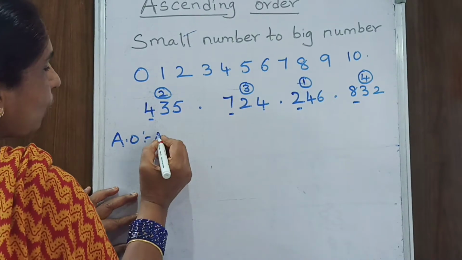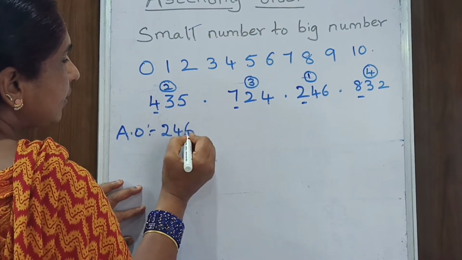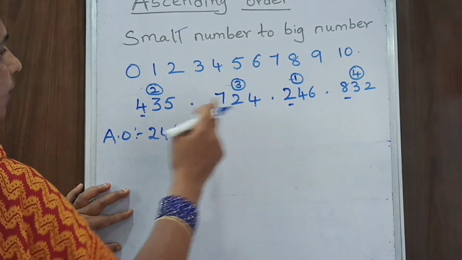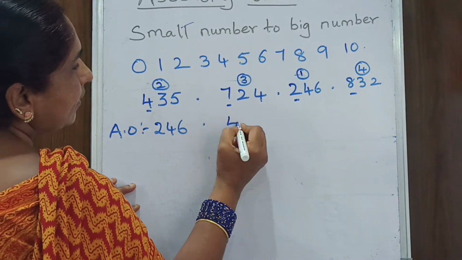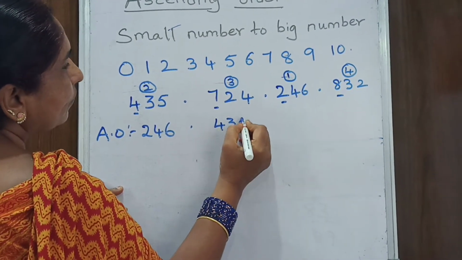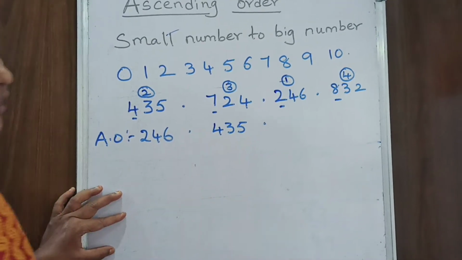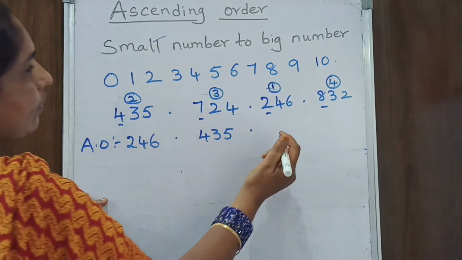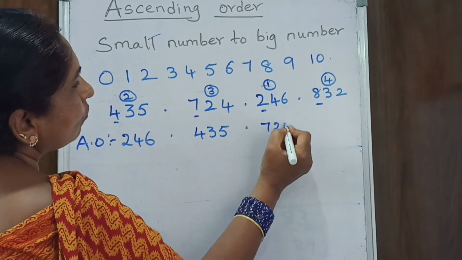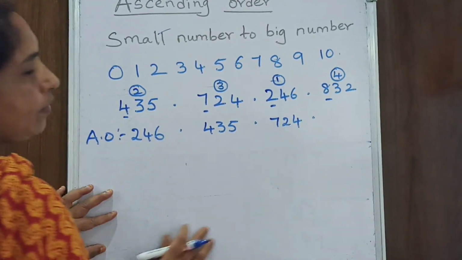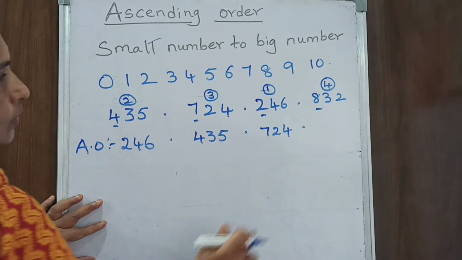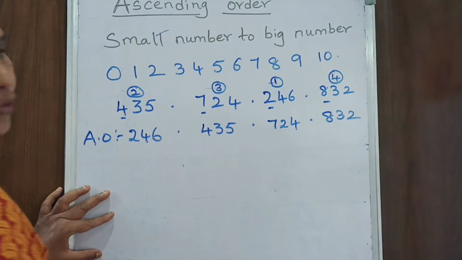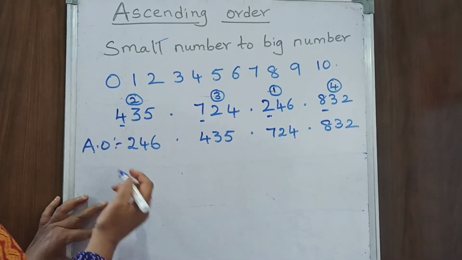First one is 246. Keep one dot, leave one box. What is the next number? 435. Again keep one dot and leave one box. And here what is the next number? 724. Again keep one dot and leave one box. And the last one is 832. Is it clear, children?